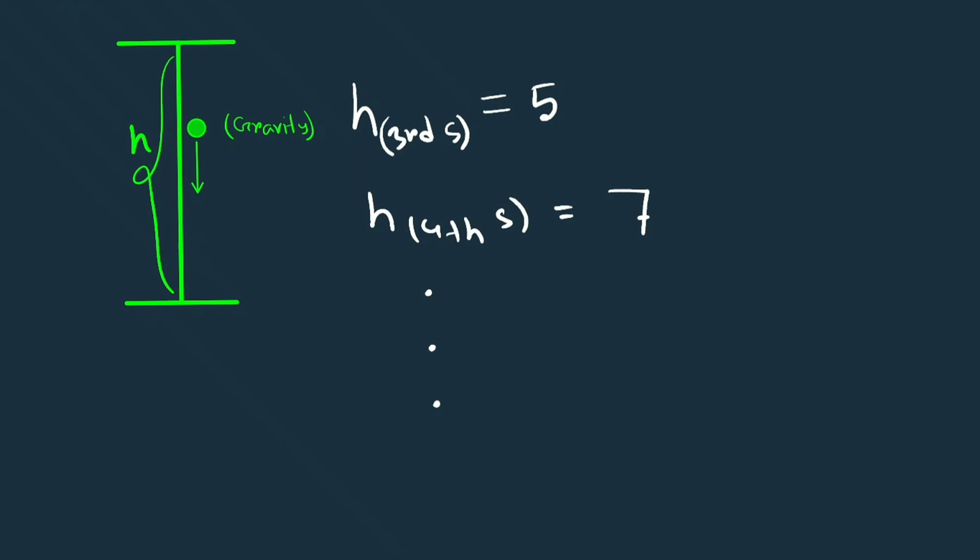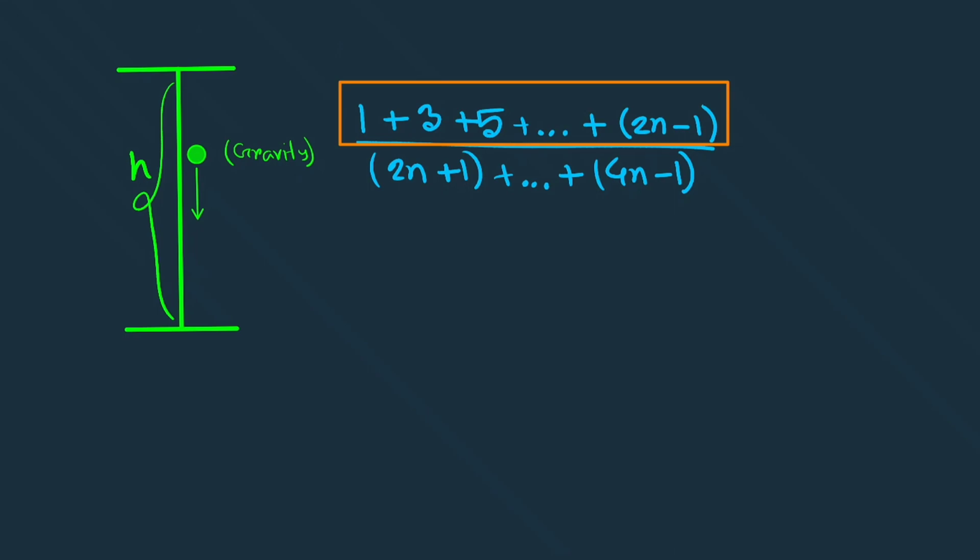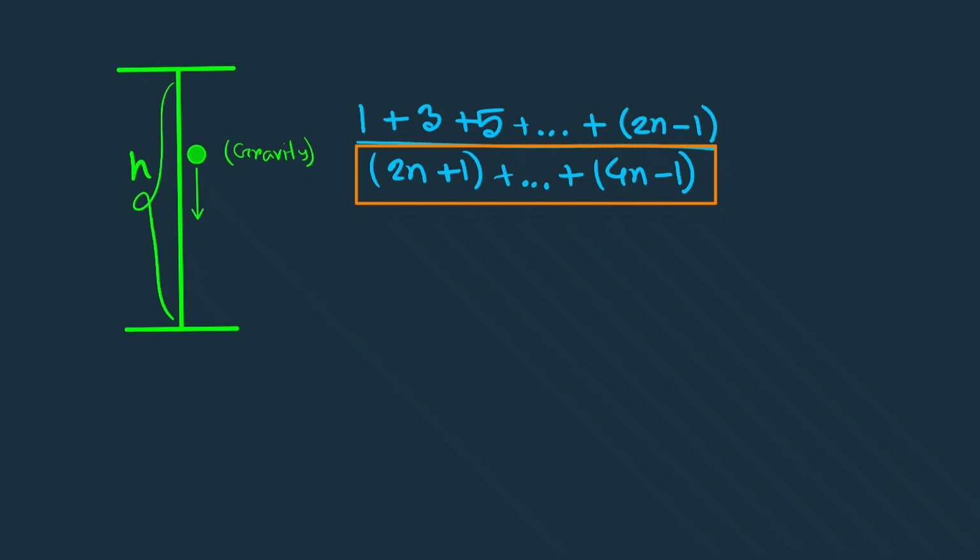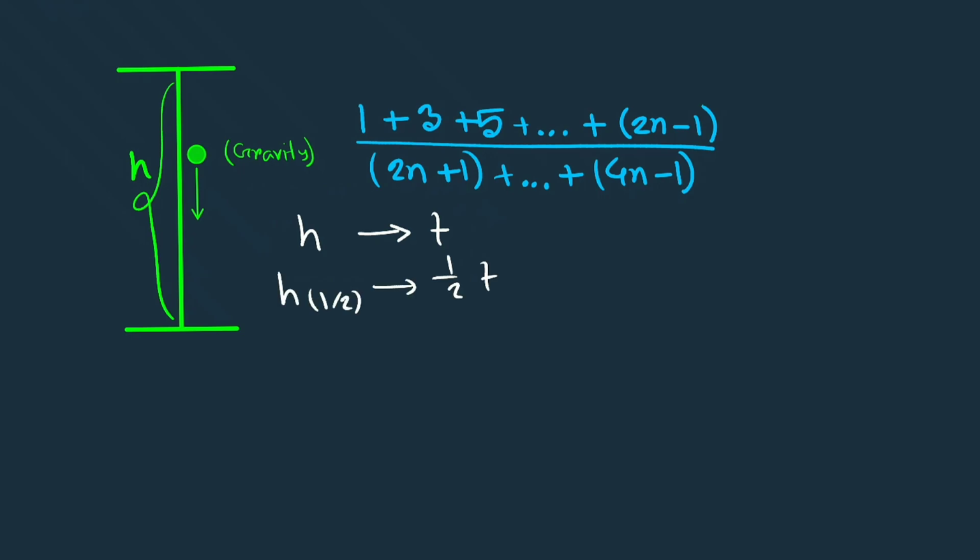That means the total distance covered within the first half of the time duration represents the numerator of this fraction, and the total distance covered within the second half of the time duration represents the denominator of the fraction. We can evaluate the ratio of distance covered within the first half of the total time and the second half of the total time by using Galileo's law. Let's say the falling object covers h unit distance in t unit time and h of half unit distance in half of t unit time.